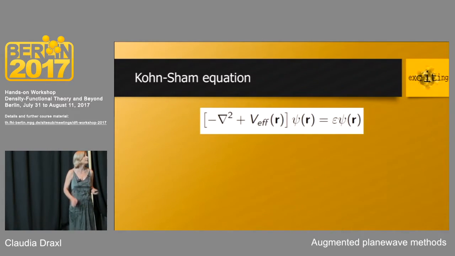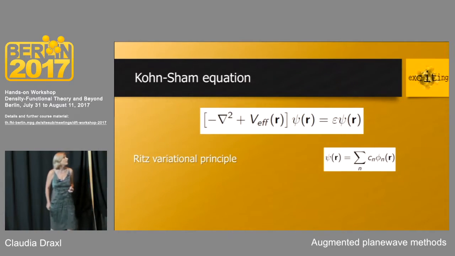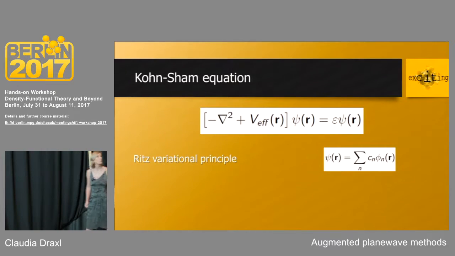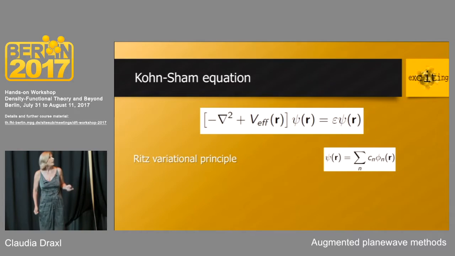So let me get started with a very basic thing. We get back to density functional theory, to the most basic stuff. This is the Kohn-Sham equation that we all solve with one method or another. Now, where the augmented plane waves come in is at a step where we employ the Ritz variational principle in order to go from a differential equation to an eigenvalue problem that you can solve on the computer with linear algebra methods. So it's actually here where the LAPW comes in as the basis set.